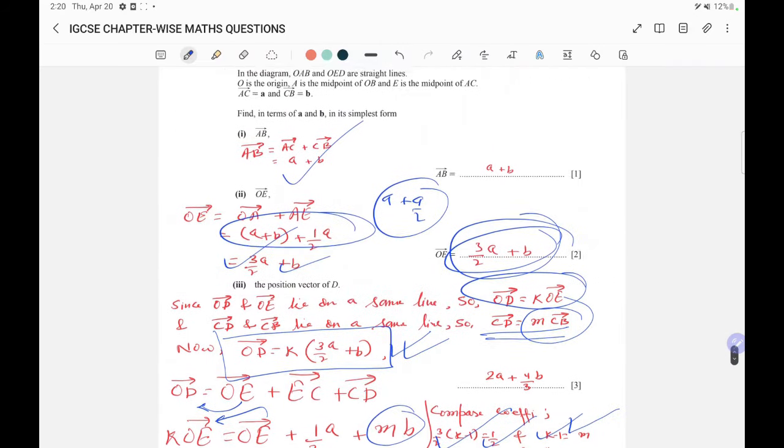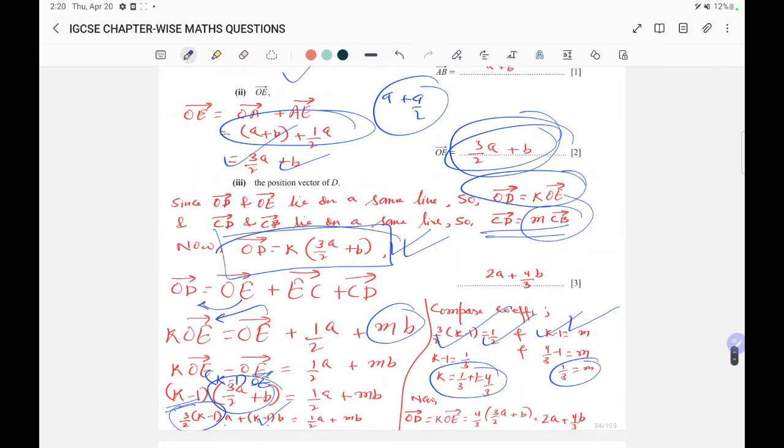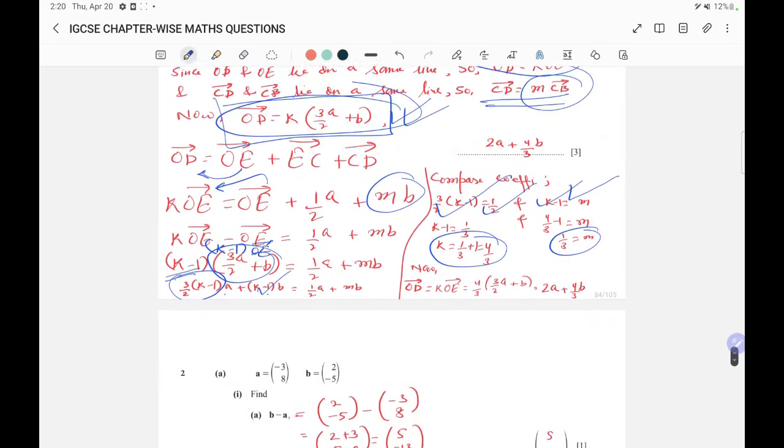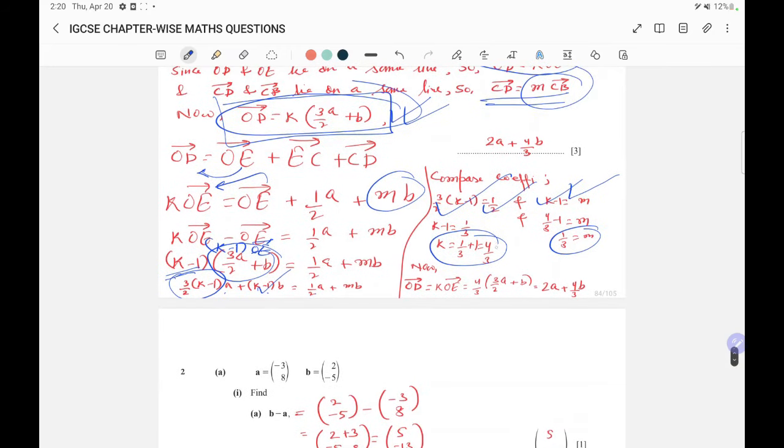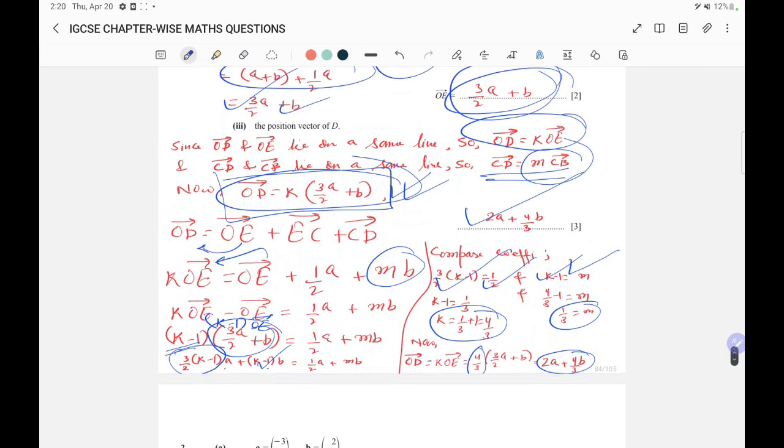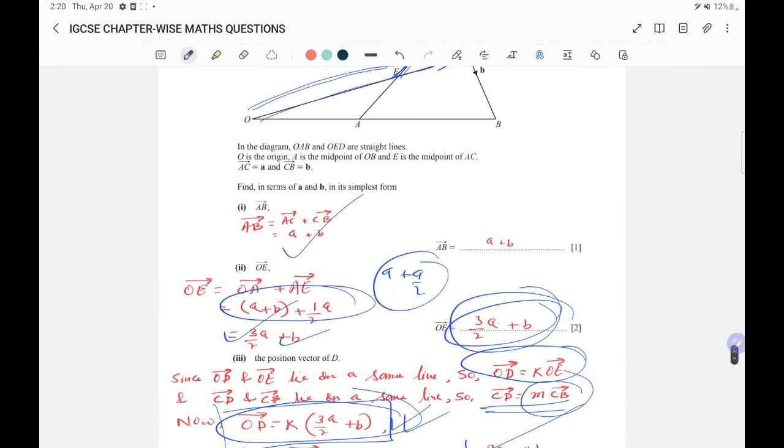So now we got this. Now OD is K times 3 by 2 A plus B. K we already got as 4 by 3, so write 4 by 3 times (3 by 2 A plus B). Just calculate, you will get 2A plus 4 by 3 B. This is a good question. You should practice this question.